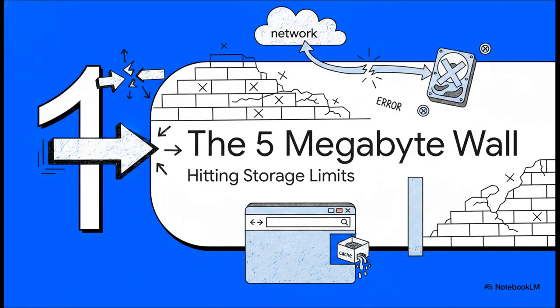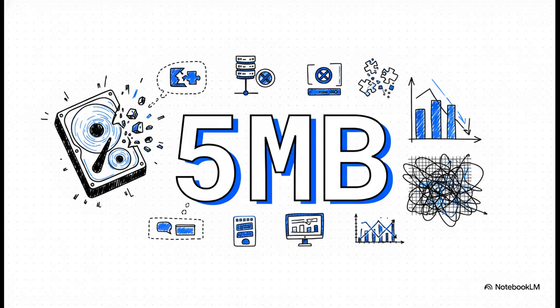Which brings us to Section 1, the 5 megabyte wall. To fix that network inefficiency, Timothy tried caching that parsed log array using standard browser tools like local storage, but his application catastrophically crashed the literal exact moment his dataset crossed the 5 megabyte mark. 5 megabytes. Think about it. In today's web, where we're slinging around high-res assets and giant data grids, 5 megabytes is basically nothing.